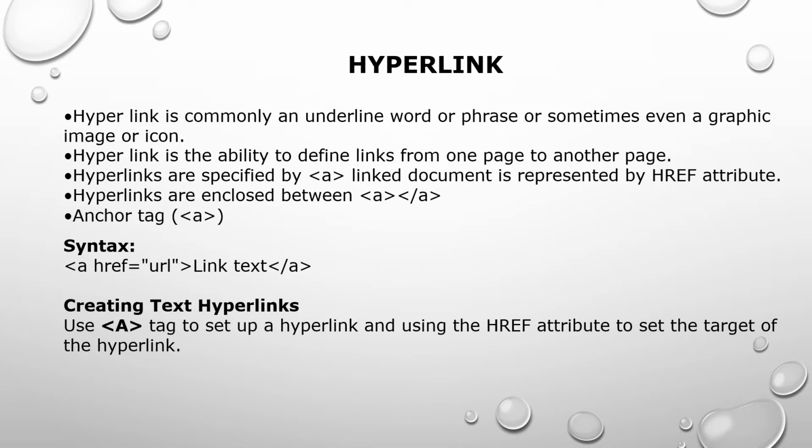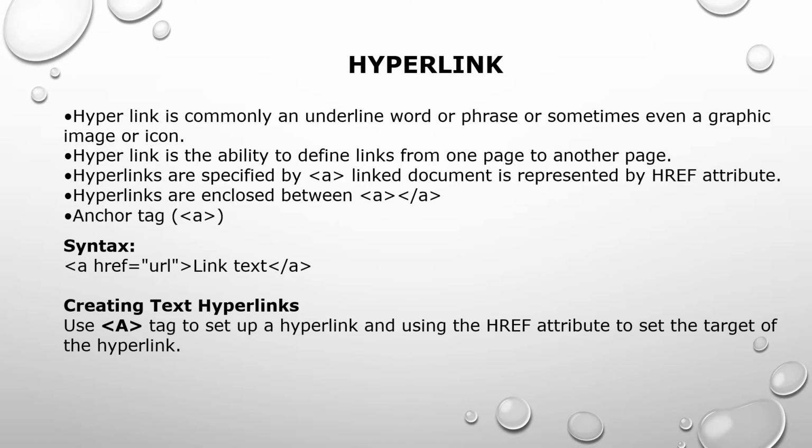Hyperlinks are specified by the a tag and the linked document is represented by the href attribute. Hyperlinks are enclosed between anchor tags. Syntax: a href equals URL, link text, anchor tag close. Here a means anchor tag which is used to set up a hyperlink, and href is the attribute of the anchor tag which is used to set the target of the hyperlink.